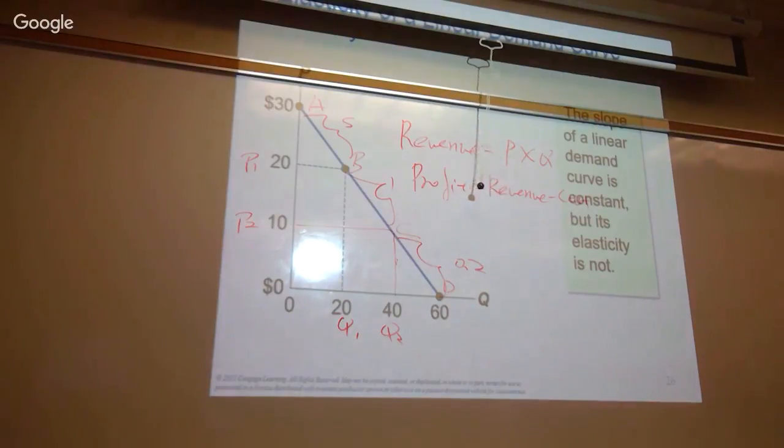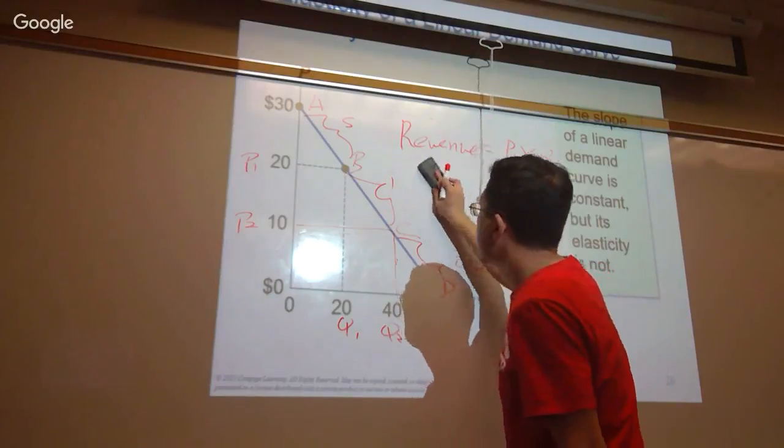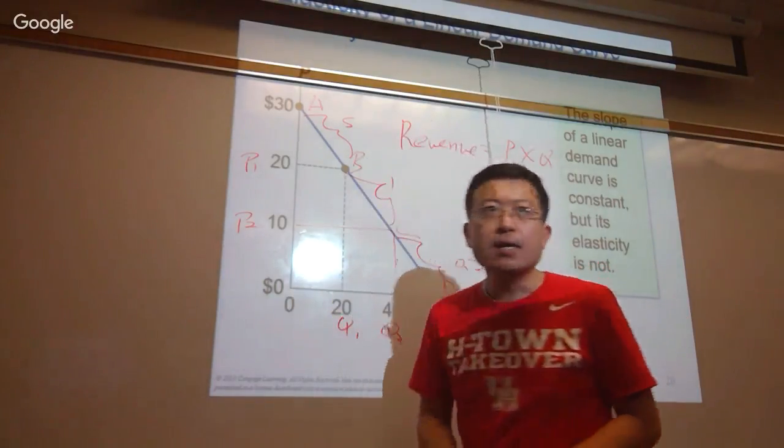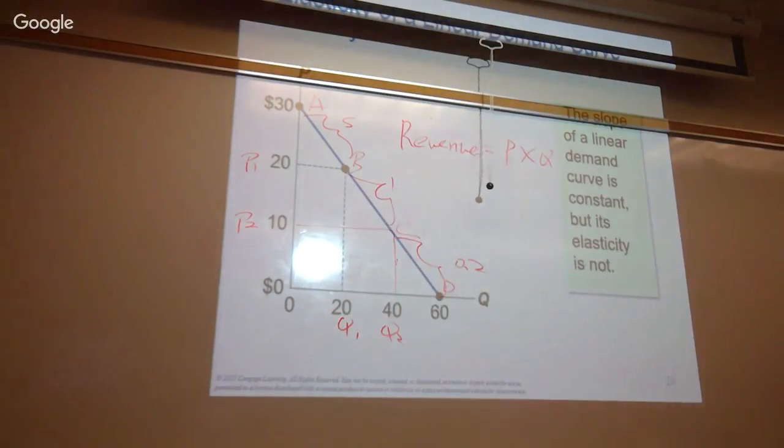Now, however, we can use elasticity here to try to maximize our revenue. Okay, so again, revenue is equal to price times quantity. So guys, at point A, how much is my total revenue at point A?